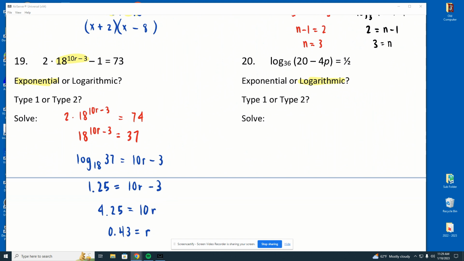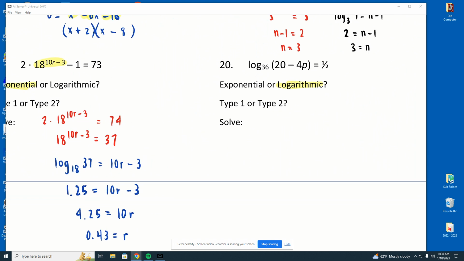All right, and now, last one, definitely logarithmic. And I don't have logs on both sides. So this is type 2, where we rewrite it as an exponent. So the base of the log, 36, becomes the base of the exponent. Then we do the loop. 36 to the 1/2 will equal 20 minus 4p.